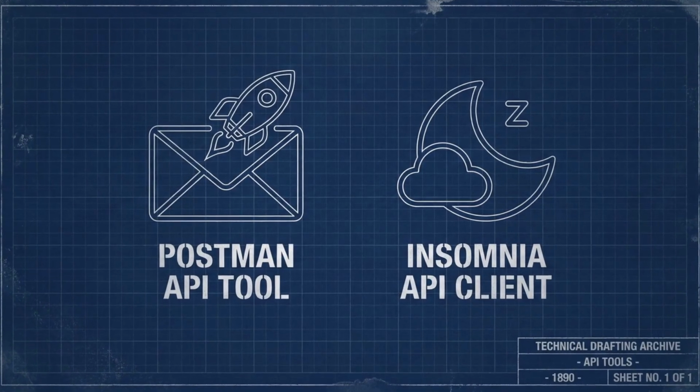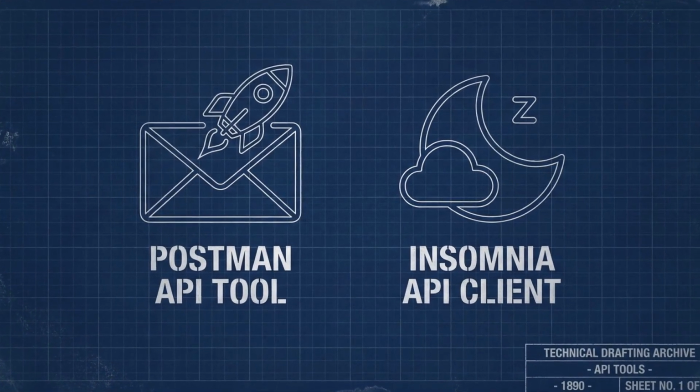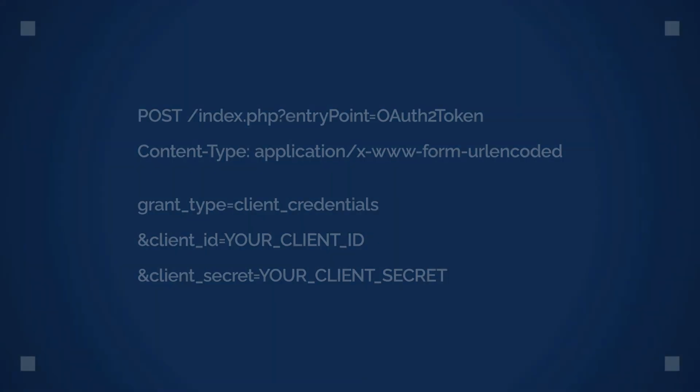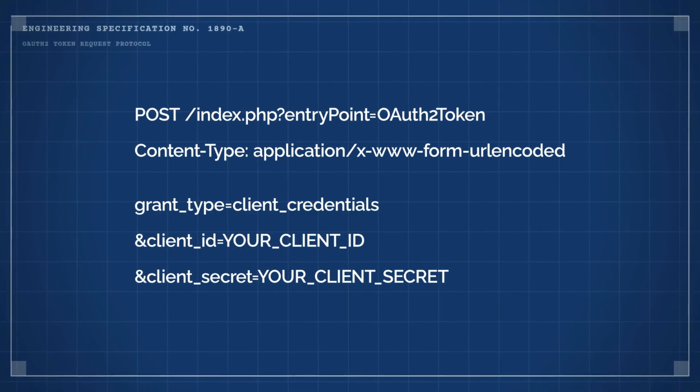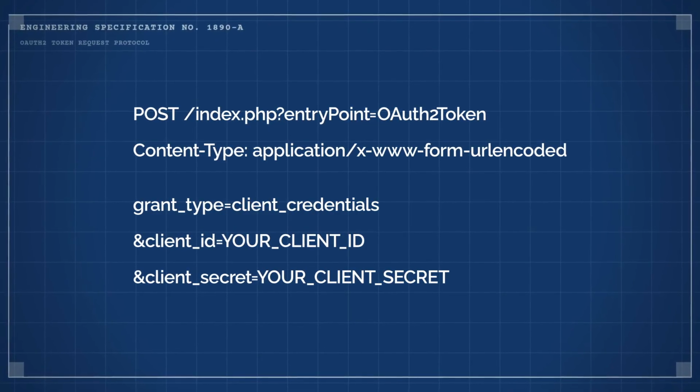To get the access token, you can use various API tools like Postman or Insomnia. Now enter the code as shown and click on Send. Set the grant type to Client Credentials and include your generated client ID and secret. If successful, the API returns a JSON response containing the access token.